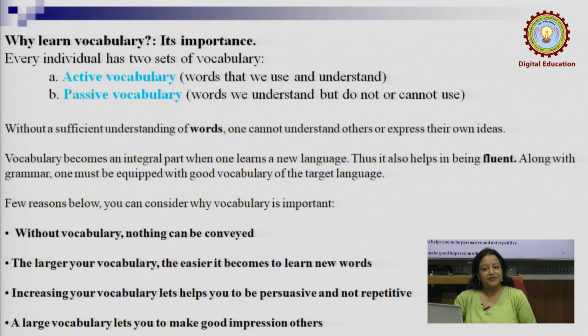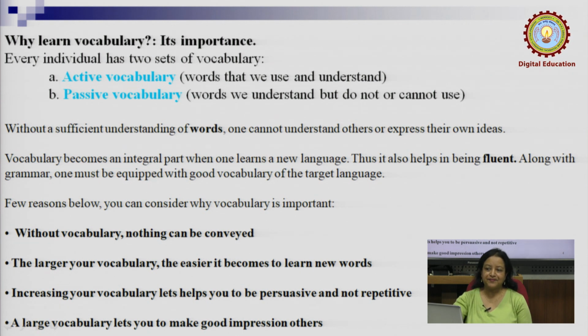So, without a sufficient understanding of words, one cannot understand others or express their own ideas. This is a limitation if you do not know vocabulary. Thus vocabulary becomes an integral part when one learns a language. It also helps in being fluent. Along with grammar, one must be equipped with good vocabulary of the target language. Here are a few reasons why vocabulary is important.